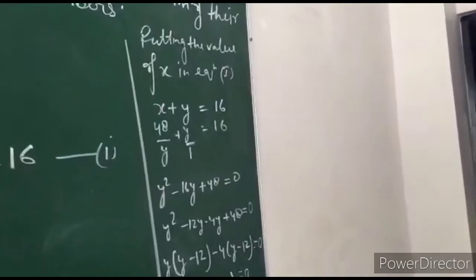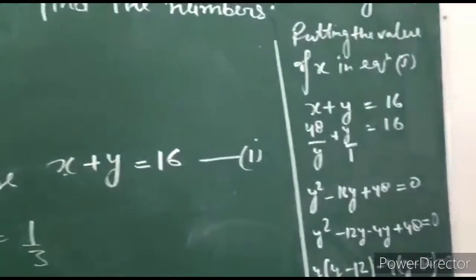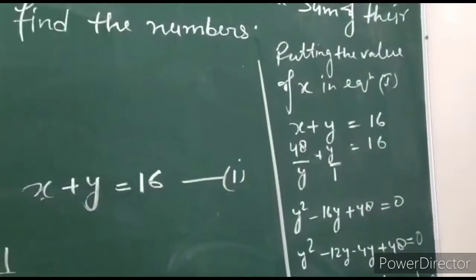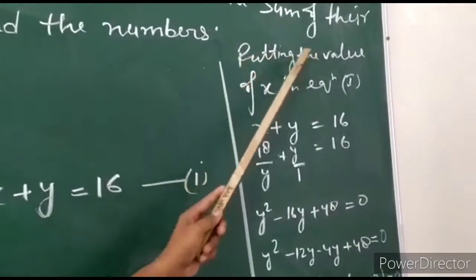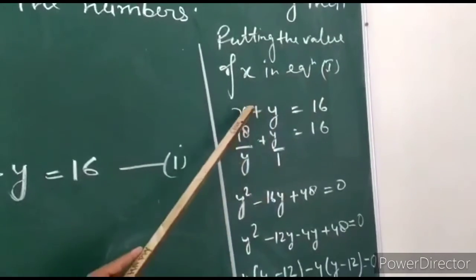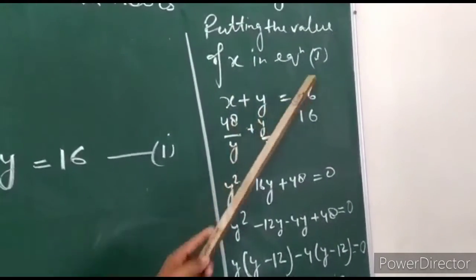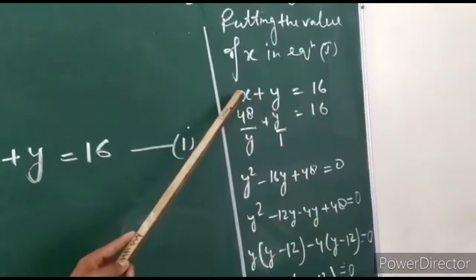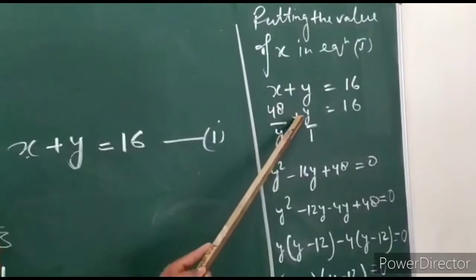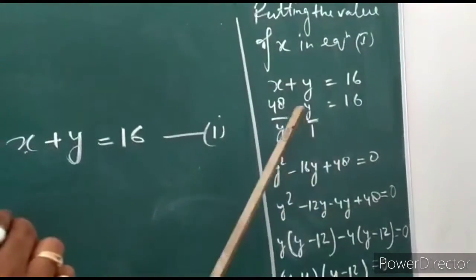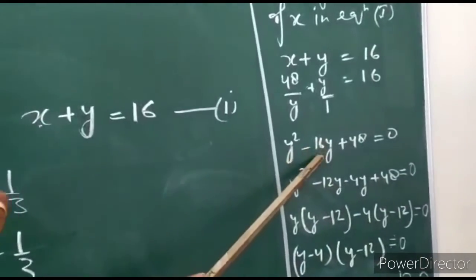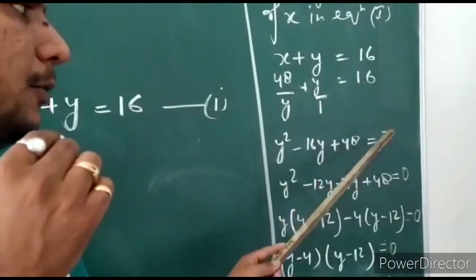Students, in this equation we will use the substitution method. Since x is equal to 48 upon y, putting the value of x equal to 48 upon y in equation first, since our first equation is x plus y is equal to 16, this equation will be 48 upon y plus y is equal to 16. After solving this equation, we can write y square minus 16y plus 48 is equal to 0.